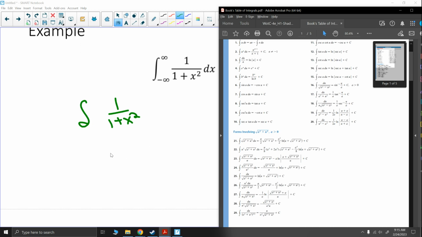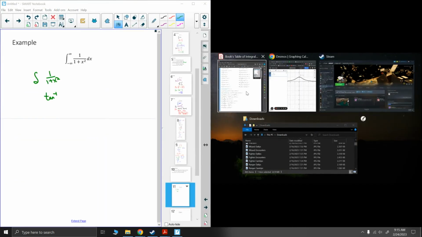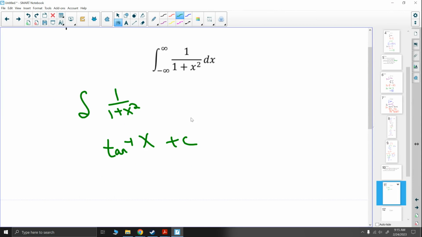So this is just going to be tangent inverse. Let's just pull that up. Okay, 1 over a, so that's 1 over 1, of x over 1, so it's tangent inverse x plus c. Nice and simple, that one.